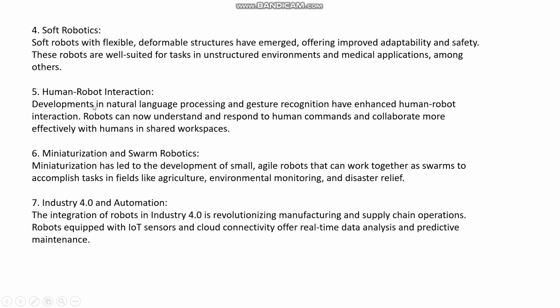The miniaturization and swarm robots. These are very small-sized robots. They are used for agriculture, environment monitoring, and disaster relief. So we have a difference. Miniature means it is micro. This is a nano one.